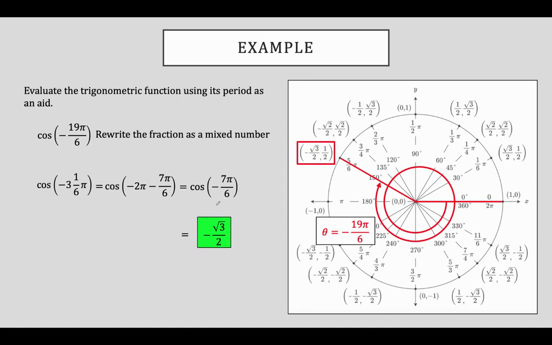Evaluating trig functions of angles that are greater than 2 pi or less than negative 2 pi using the unit circle. What it comes down to: rewriting your fractions as mixed numbers and again, just counting out to where you have to go. Figure out how many complete revolutions you are doing and what you have to tack on after that.